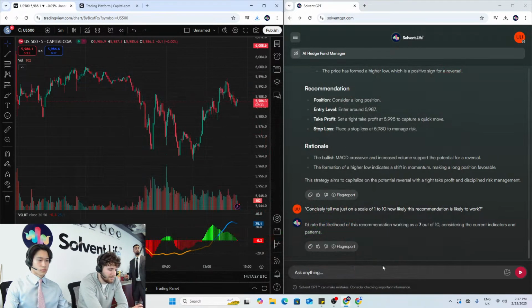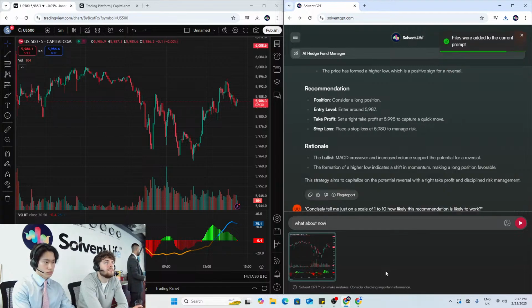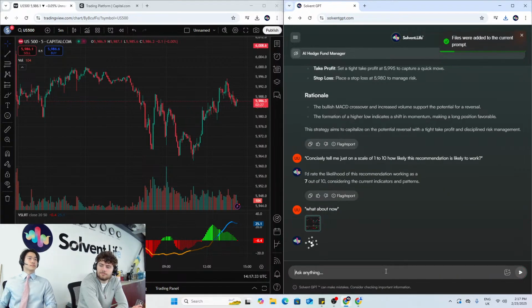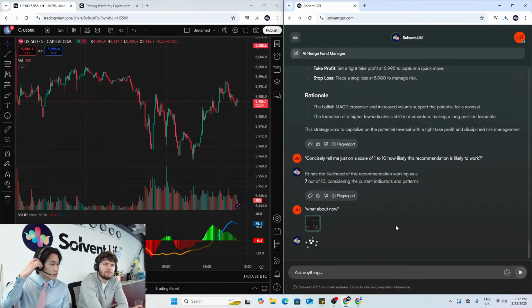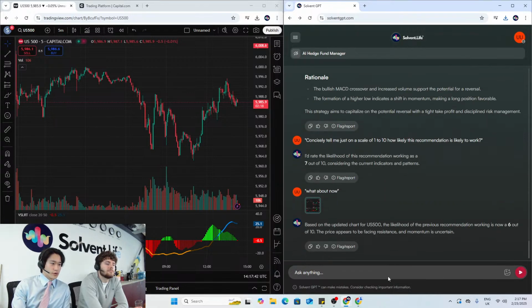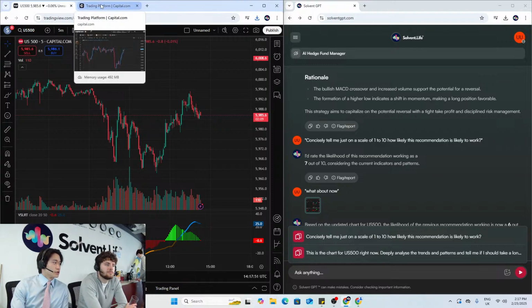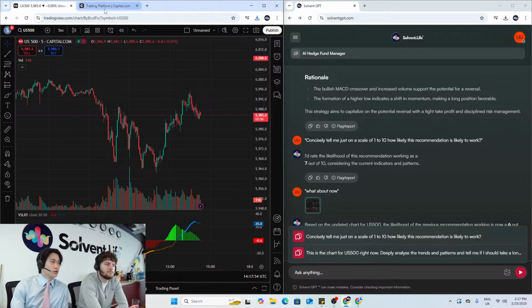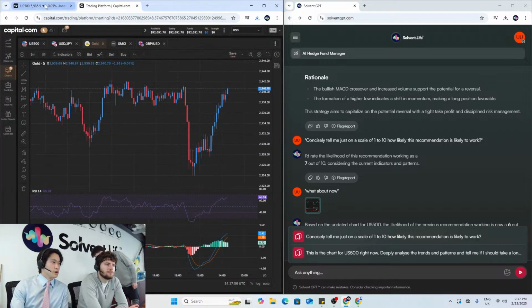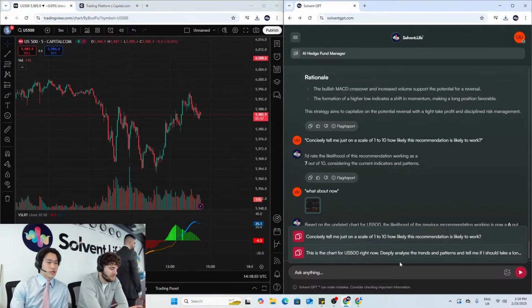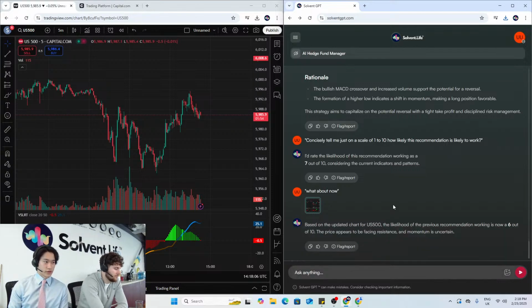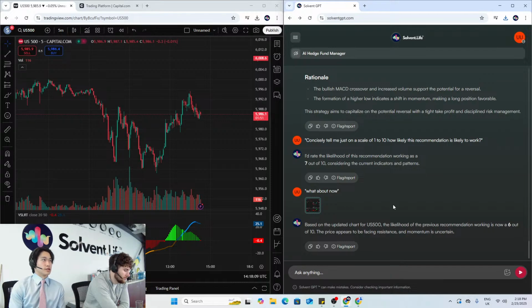For those tuning in, we're using Solvent GPT to guide our trades today, do our research for us. We're scalping the US 500, and we made about $1,200 this morning with our live account on capital.com. That was a mix of US 500 and gold. The GPT has image recognition as well as predictive functionality, so that's what we're demonstrating here today.